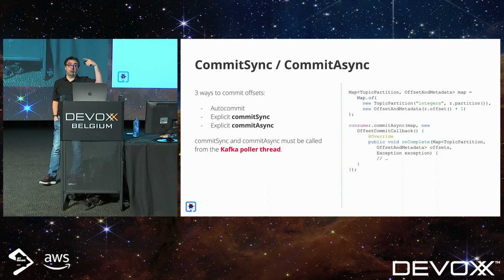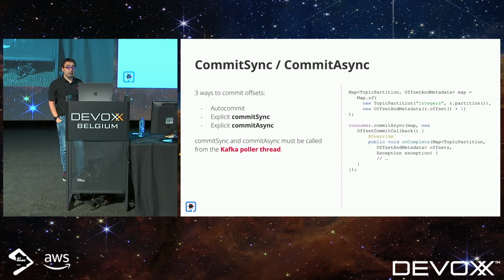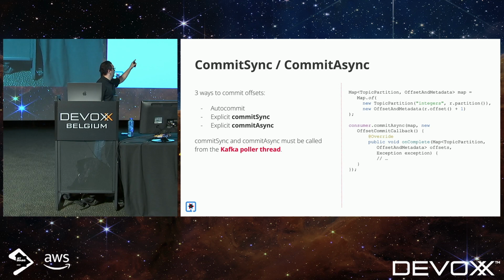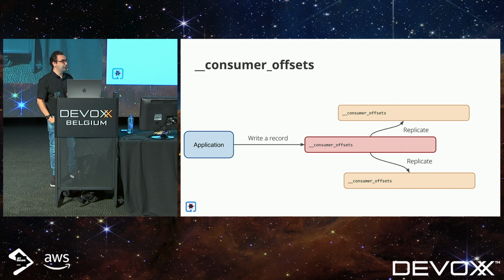The API, as I said, you can just use without any parameters, and that will commit the last position for all your topic partitions, which is not what you want most of the time. Or you build a map of topic partition, offset and metadata, which contains each topic partition where you want to commit. Again, remember, plus one. This plus one really gave a lot of people headaches.